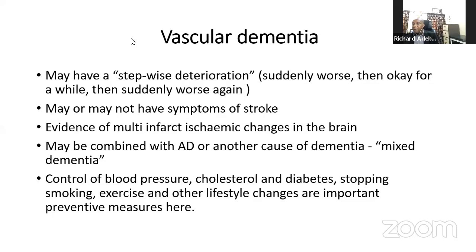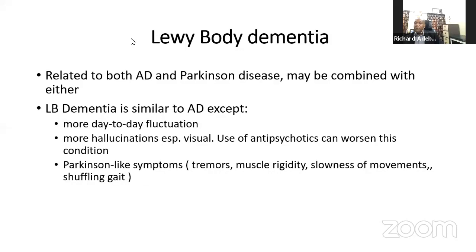So control of blood pressure, cholesterol, and diabetes, stopping smoking, exercise, and other lifestyle changes are important preventive measures here. Please, let's take note of that, and advise ourselves and also our patients. They need to control their blood pressure, their cholesterol, and their diabetes, stop smoking, exercise, and adopt lifestyle changes that are very germane for keeping away from vascular dementia.